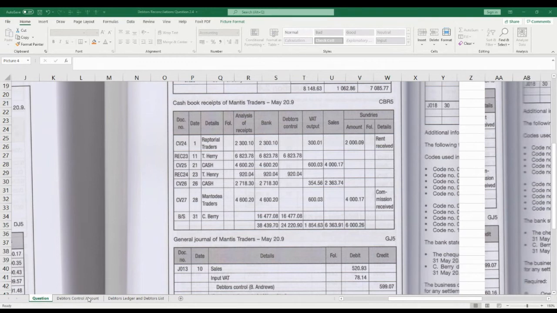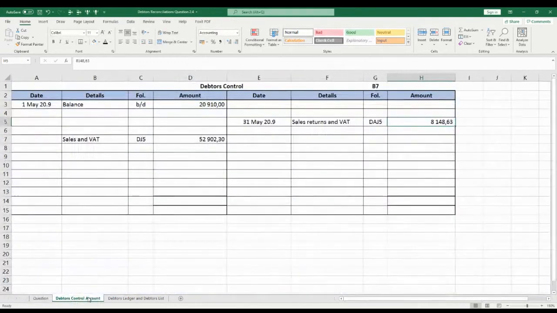Okay, so let's go back to the control account. So we said, okay, fine, for the bank, they've now paid it. So we take that full balance at the bottom of the cash book receipts of 24,220. Now it's on the credit side because they've paid it, so it actually reduces our debtors balance.